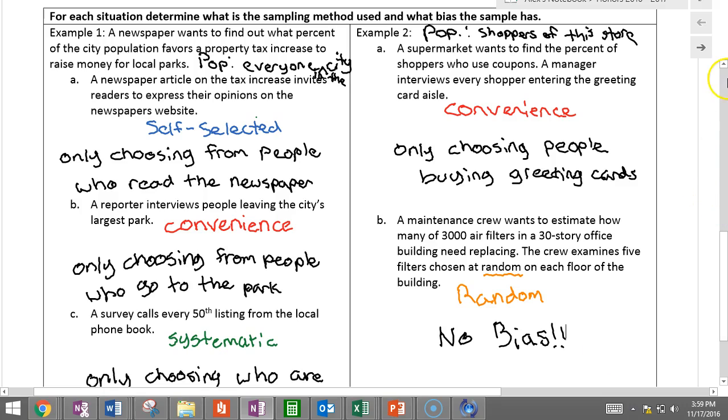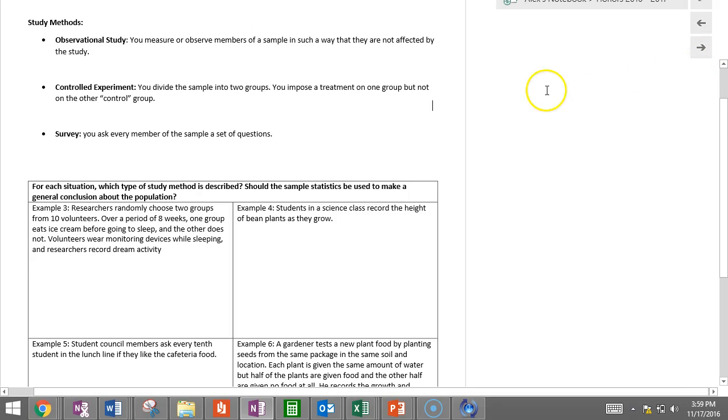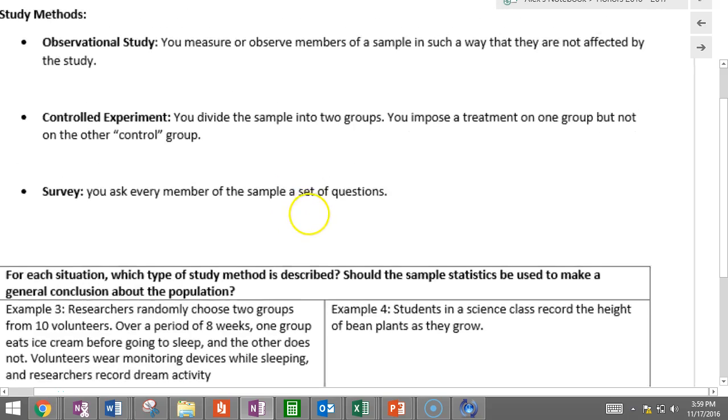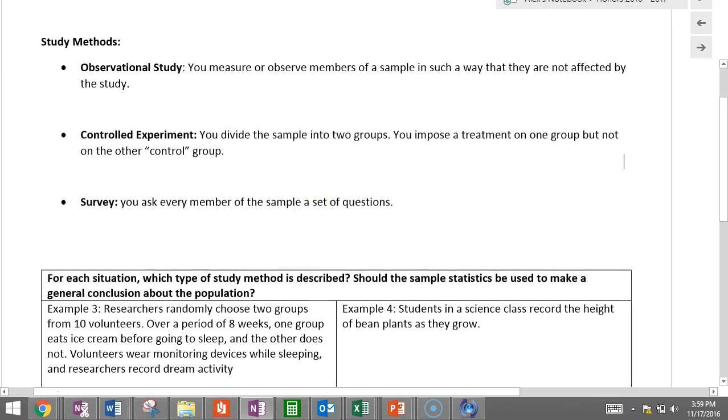All right, looking at the next page. Once you have chosen how you're going to choose your sample, you then have to choose how you're going to get your information. So there's 3 ways, once you've chosen who you're going to look at, to then ask the questions or do the experiment or do whatever, get your information. And these are called your study methods. So let's say I've chosen my sample. Now, I want to figure out the question.